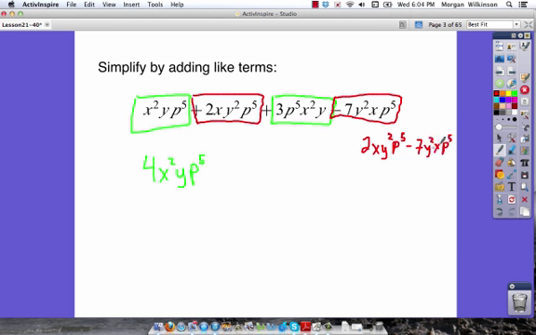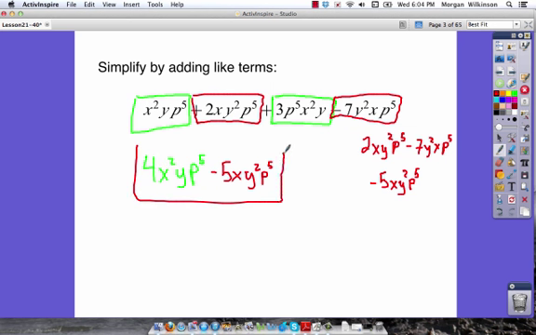And it doesn't matter what order these are in because the order of multiplication doesn't matter. So what we have is 2 minus 7, which must be -5. So we have -5 x y squared p to the fifth. And it doesn't matter which order you write your variables in for your final answer. Your final answer is going to come up just like we have here. We've got 4 x squared y p to the fifth minus 5 x y squared p to the fifth. And we're all done. That's our final answer.